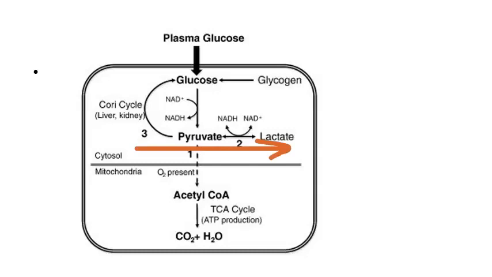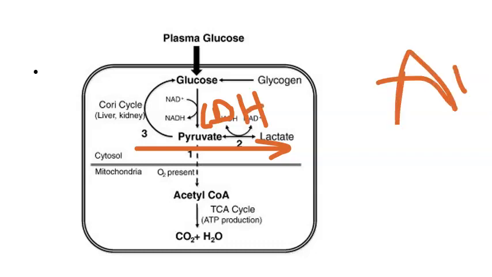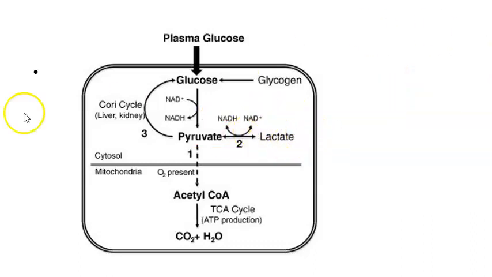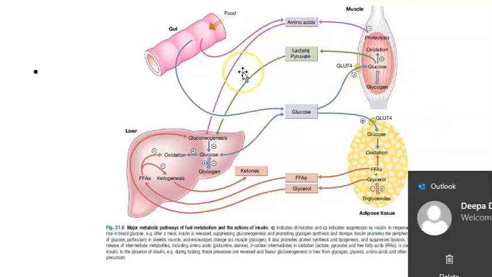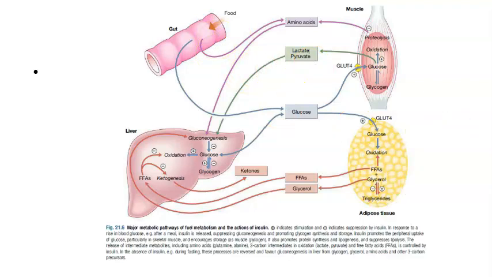But if there's no oxygen, this pyruvate will become lactate using this enzyme called lactate dehydrogenase. So this is anaerobic metabolism, leading to lactate production. This is something that you have already learned, correct? Whenever you have high muscle activity and there's less oxygen, the muscle will start producing lactate. Lactate will cause lactic acidosis, right?